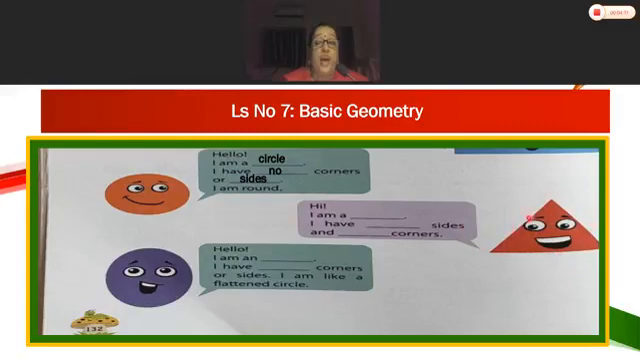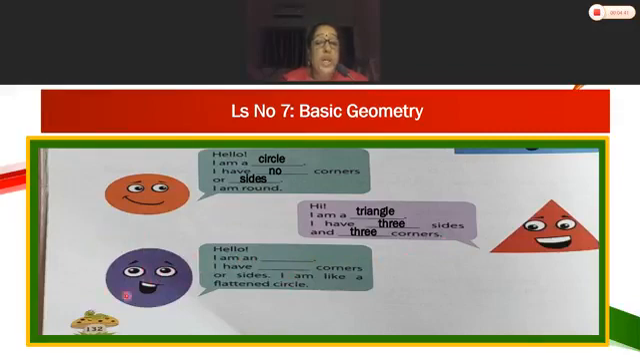Hi, now what can you see here, children? Which figure? Triangle. Hi, I am a triangle. How many sides do I have? 1, 2, 3 sides. And how many corners? 1, 2, 3. 3 corners. Hi, I am a triangle. I have 3 sides and 3 corners. Yes.